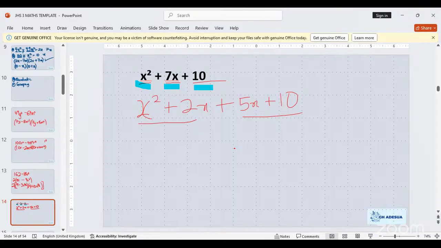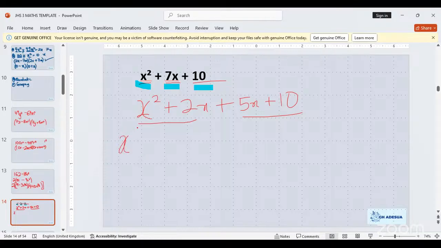Are we together? Yes. Okay, right. So we will deal with x squared and 2x. What is common to x squared and 2x? Anybody can unmute. The common factor, x, right?